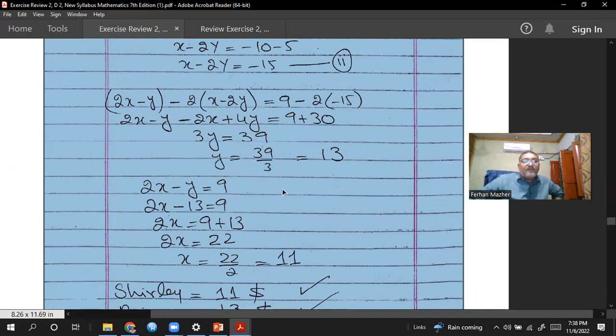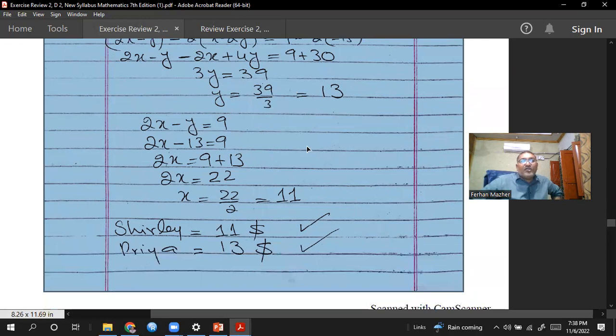Now you have the value of y. Now I will substitute the value of y in my first equation, which was 2x minus y equals 9. So 2x minus 13 equals 9. So 2x equals 9 plus 13. 2x equals 22. So x will be 22 divided by 2. When you cancel 22 with the 2, you will get 11. So x equals 11.